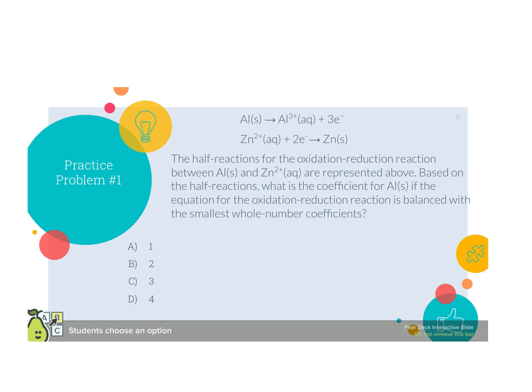So let's work on one more practice problem together for the standard redox reaction. Here we have a reaction between aluminum and Zn2+, aluminum going to Al3+, and Zn2+ plus 2 electrons going to zinc solid. And so we already have the half reactions written for us. It's asking, based on the half reactions, what is the coefficient for aluminum if the equation is balanced with the smallest whole number coefficients?